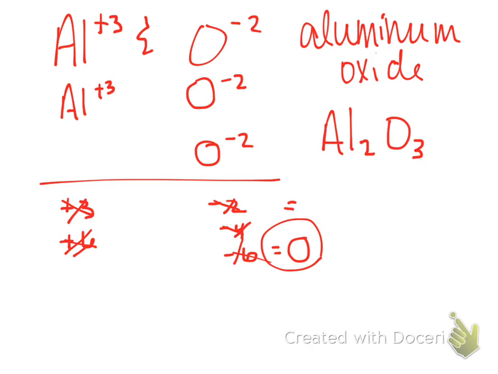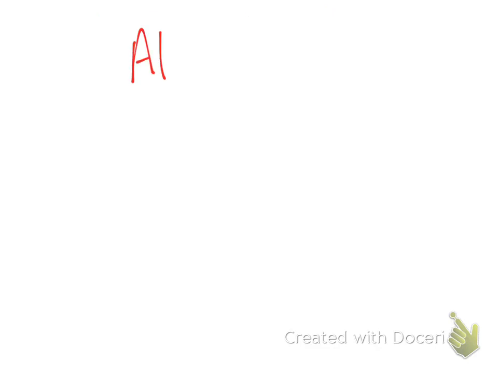Okay, questions about that so far? Now I'm going to show you a much shorter method to get there. Okay? So I want you to look at the same example. Aluminum and oxide. Al is +3, O is -2. This is something called the crisscross method.